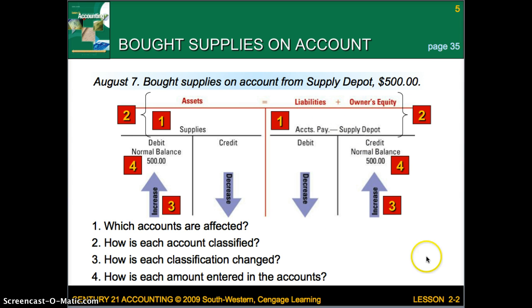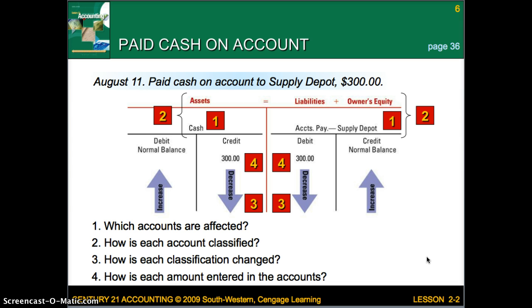Okay, last thing here, we're going to pay cash on account. So now we've gotten the bill, and my boss says I have $300 to pay to Supply Depot to get our balance closer back to zero. So on August 11th, we've paid cash. So which two accounts are affected? Cash and accounts payable. How is each account classified? Cash is an asset. Accounts payable is a liability. We owe money. Okay. How is each classification changed?